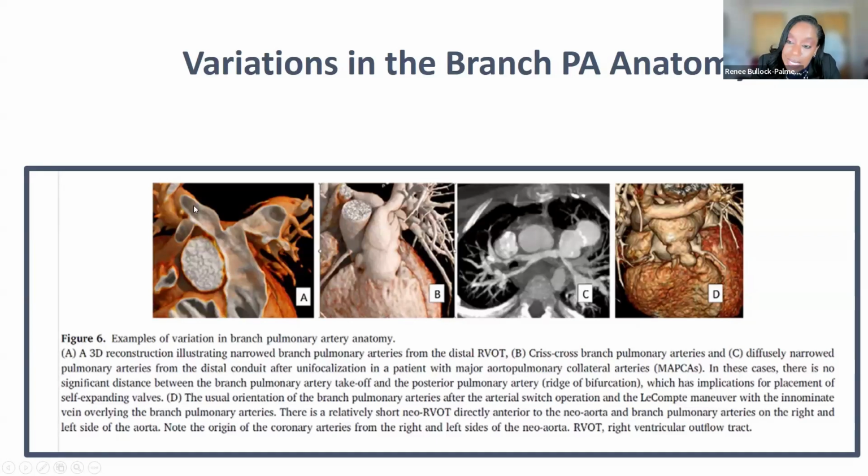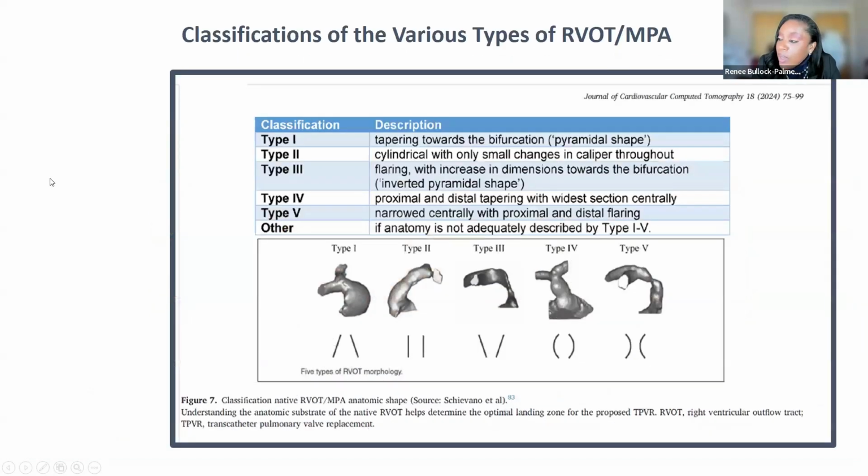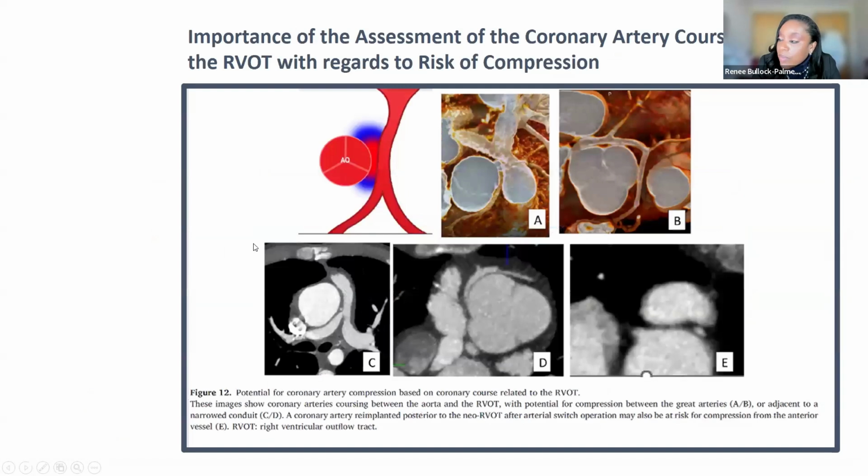And 3D printing can also be very valuable in understanding the anatomy that the surgeon has to deal with before going to the operating room. There are different types of RVOT, the class 1 through to class 5. These are the various examples of them as well when you are describing them in the report.